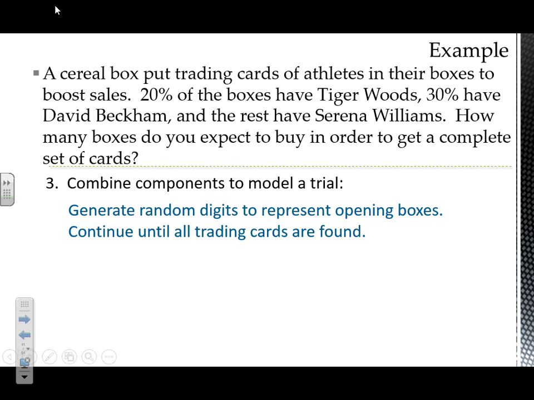Okay? So, we wanted to know how many boxes we should expect to open before we find a Tiger Woods card. So we ran 5 different trials. Trial 1 took us 8, trial 2 took us 5, 3 took us 6, 4 took us 21, 5 took us 7. So if I wanted to know overall how many boxes I should expect to open, what would I want to do with all those totals? Add them up and average them, divide by 5. So if I add all these up, you get 47, right? And 47 divided by 5? About 9.4.